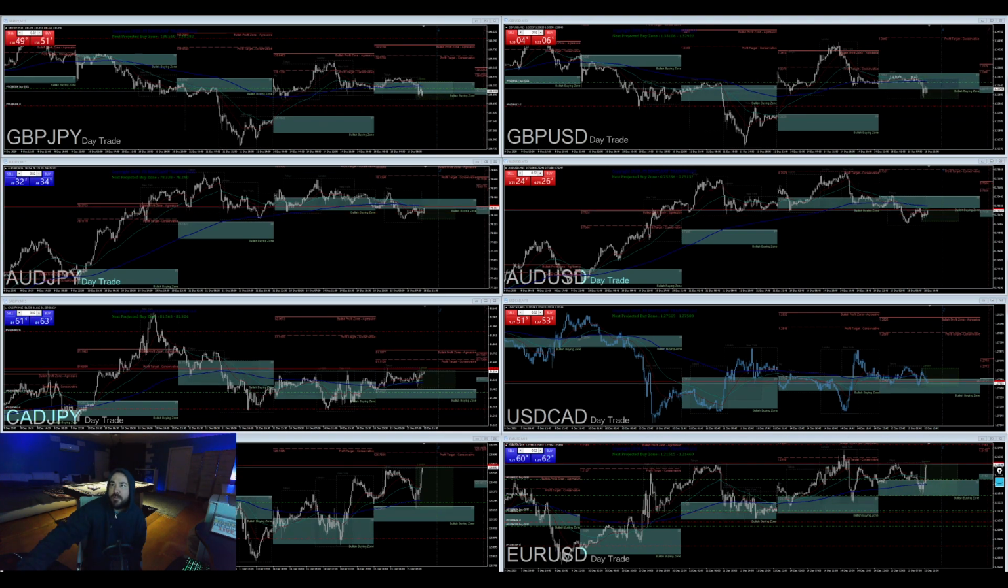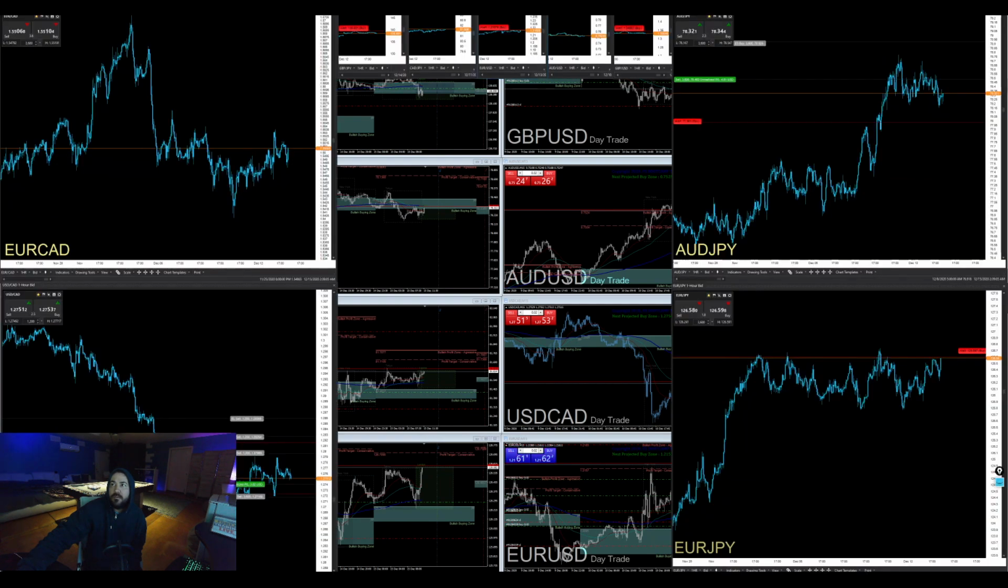Okay, here we go. I'm getting a trade alert right now. It's my Euro Yen. So let's go ahead and take a look.